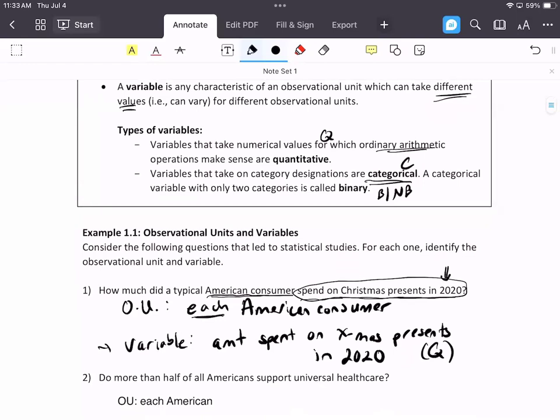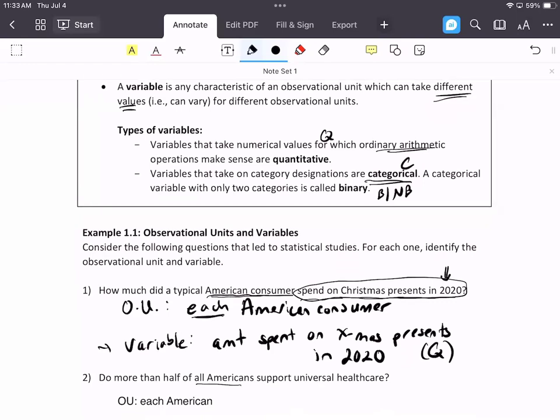We're interested in, do more than half of all Americans support universal health care? So we're looking at all Americans. So we're interested in each American. Did it say specifically adults? No. Could we ask school children this question? Certainly. So we want to be careful. We don't want to say each American adult because it's just asking half of all Americans.